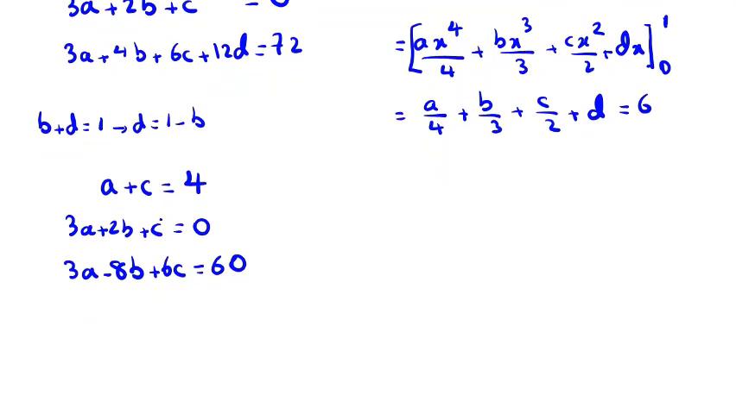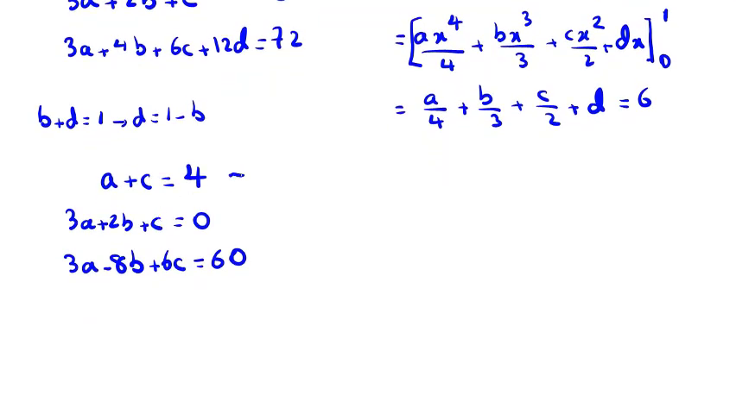Now we have 3 equations, 3 variables. From this one, c is 4 minus a. So if we replace, we have 2 equations, 2 variables. It is 4 minus a, so it will be 2a, because minus a plus 3a is 2a, plus 2b equals negative 4, because we take the 4 to the right-hand side. And then you can conclude a plus b is negative 2.